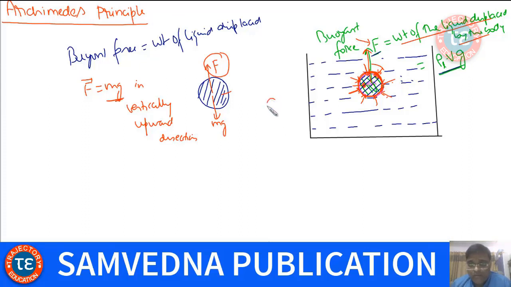And one more thing, we have done this analysis from the point of view of an inertial observer, right? We have taken an observer outside who is seeing this liquid to be in equilibrium. So in the inertial frame, the buoyant force would be equal to the weight of the liquid which is displaced by the body. That's called buoyant force, and the whole phenomenon is called buoyancy.